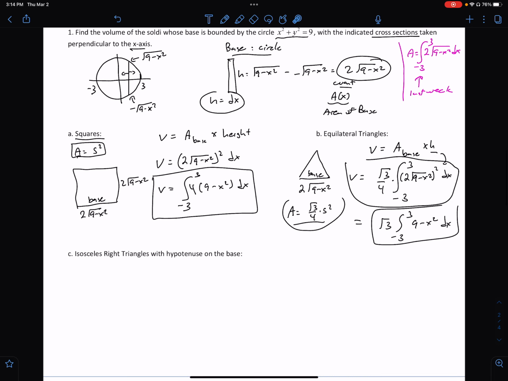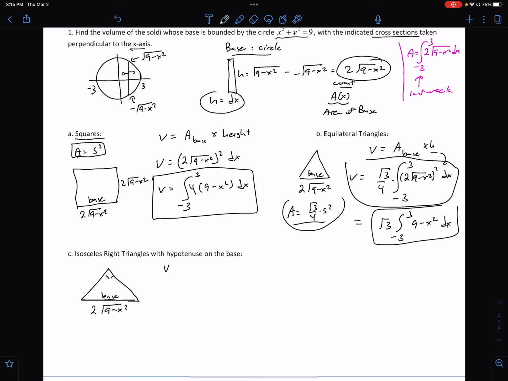So let's take a look at the next example. What if we're talking about right triangles with the hypotenuse on the base? They have to tell you where the hypotenuse is. So if I draw a right triangle, same thing, there's the hypotenuse, there's my base. This is on the base, which was this piece right here. This is now the hypotenuse of a right triangle, not a wrong triangle. Be careful. It's still 2 times the square root of 9 minus x squared.